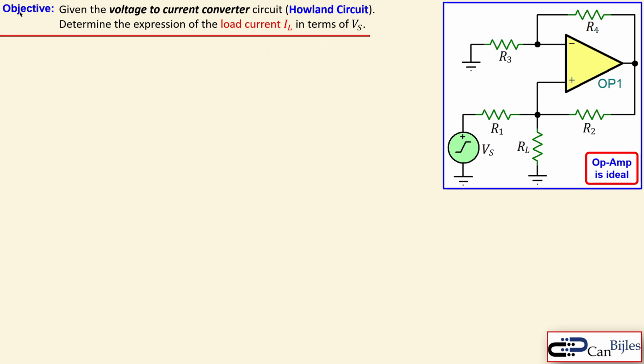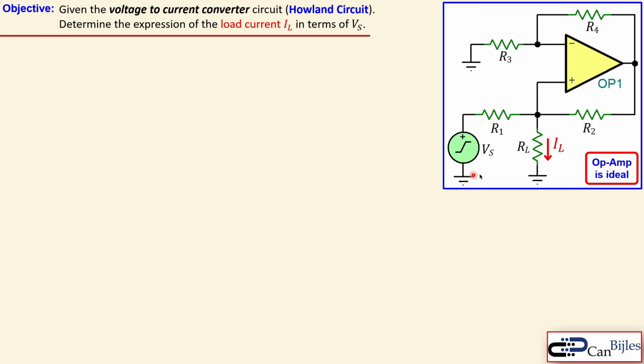Okay, let's now see our objective. Our objective is, given the voltage to current converter circuit, which is now a Howland circuit, we'd like to determine the expression of the load current, which is shown here. So this is the current going through this RL, in terms of Vs. Now we have here 4 resistors, R1, R2, R3 and R4. We will see shortly what the values of these resistors must be.